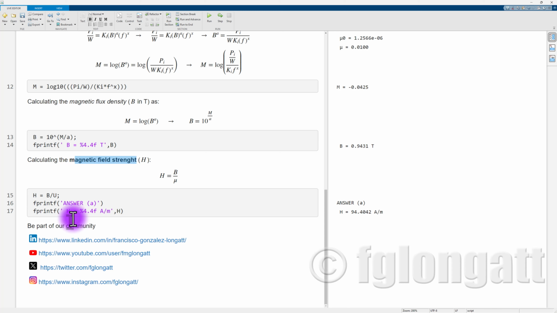So sadly, we are reaching the end of this video. In this video, you learn how to use the statement equation for the iron losses in magnetic material in order to obtain the magnetic field strength.